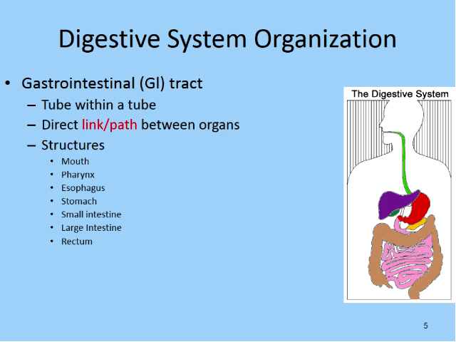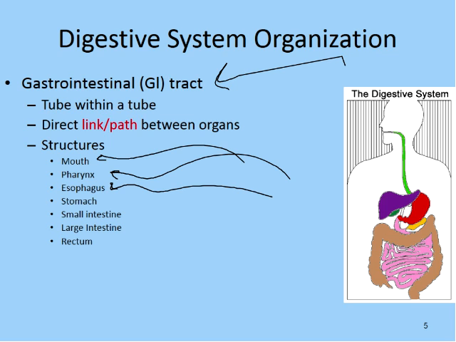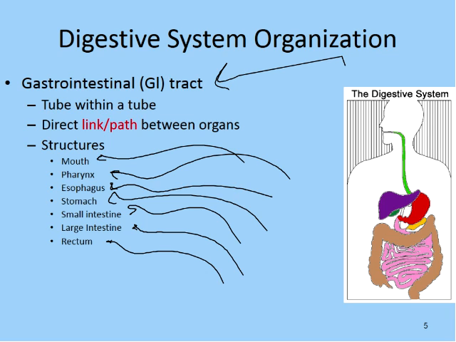So here are the direct links between organs. Your GI tract, or gastrointestinal tract, is going to start obviously with what? How do you get the food in? Your mouth. You eat it, you put it in your mouth. Goes to the larynx, goes to the esophagus, gets pushed into your stomach. Then goes into your small intestine, large intestine, finally out through your rectum. So everything that goes in here comes out here.